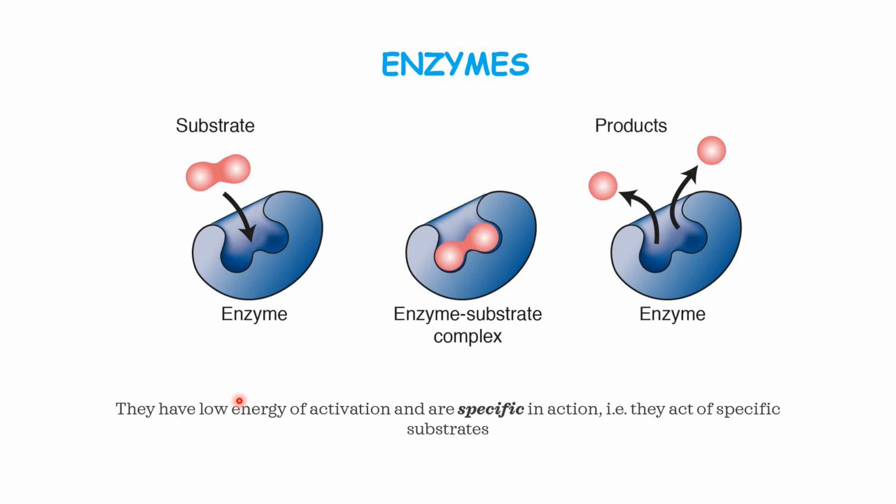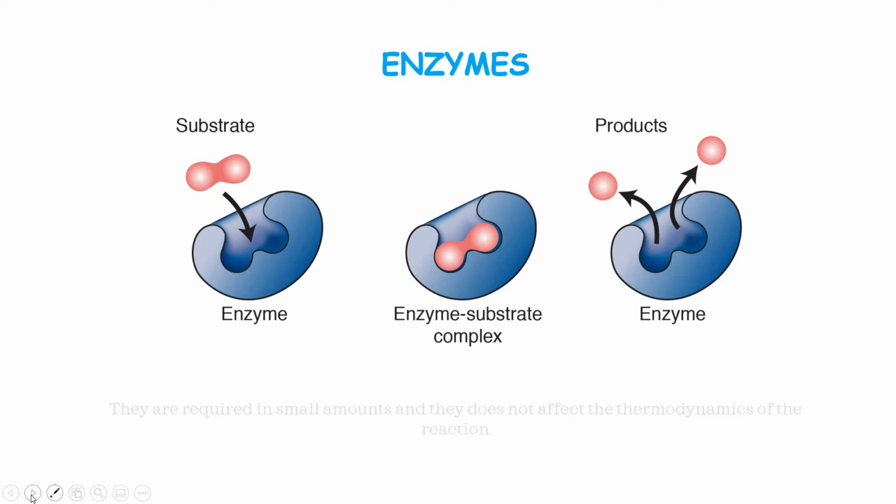Now, they also have a low energy of activation, and they are very specific in action. What specific in action means is that they act on specific substrates. For example, the enzyme in our example, its shape only allows it to act on this specific kind of substrate. So if the shape of the substrate is different, of course it will not fit the enzyme, so there will be no reaction. It will not become this kind of product.